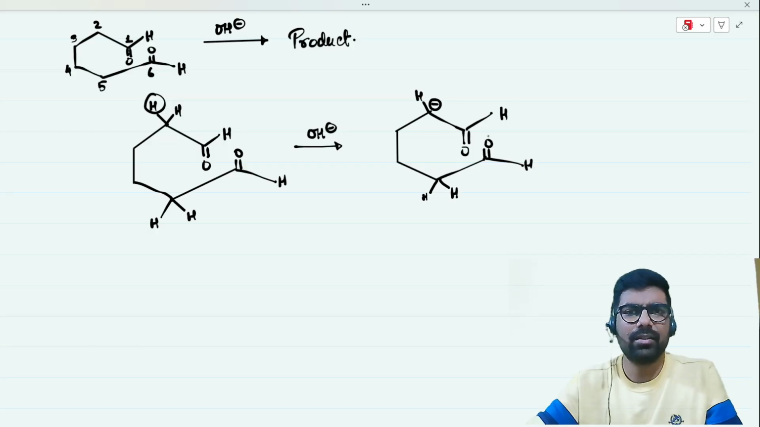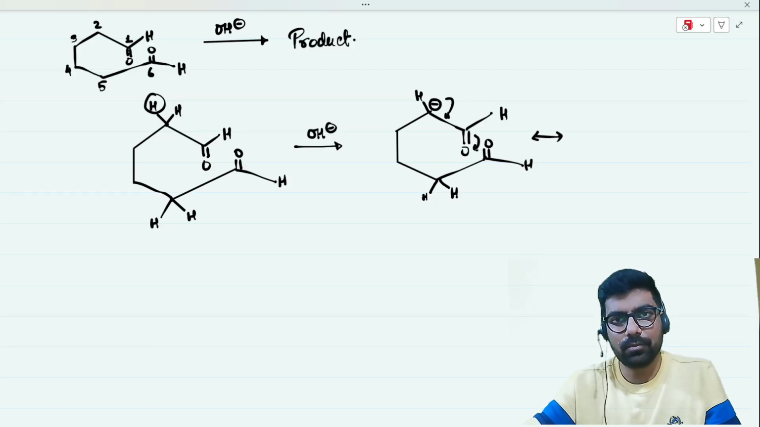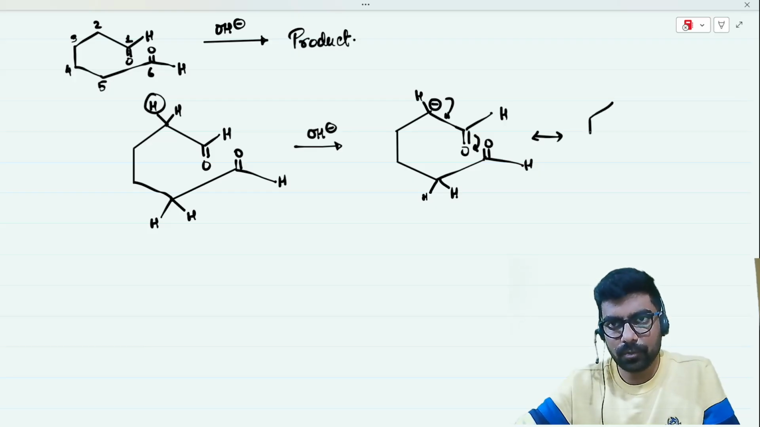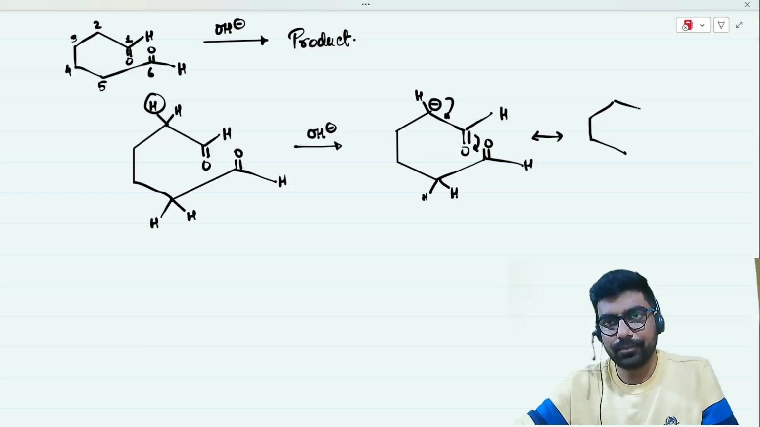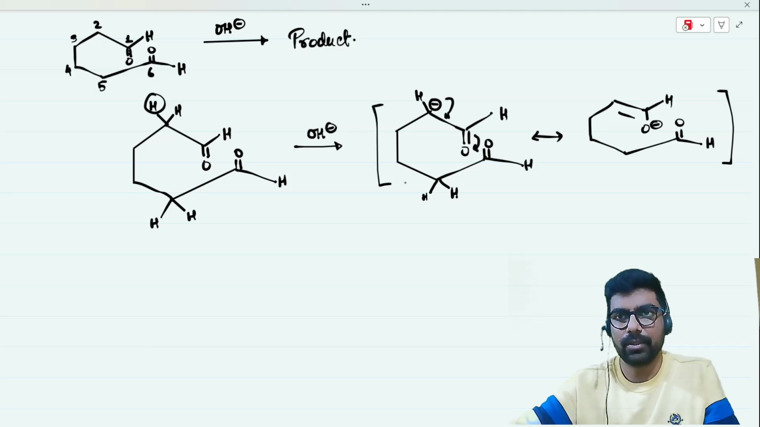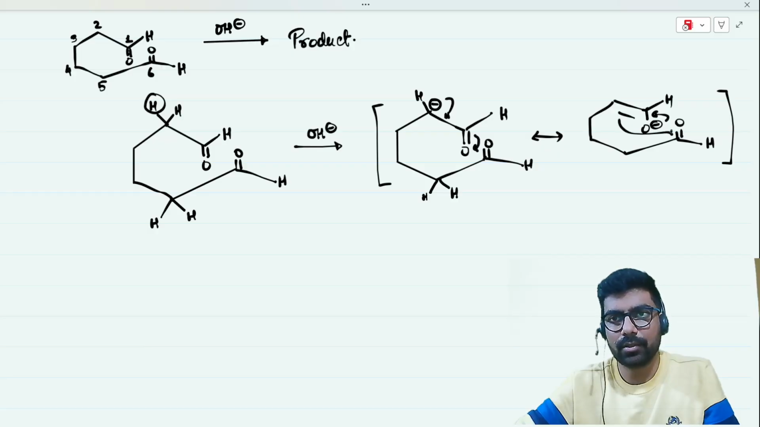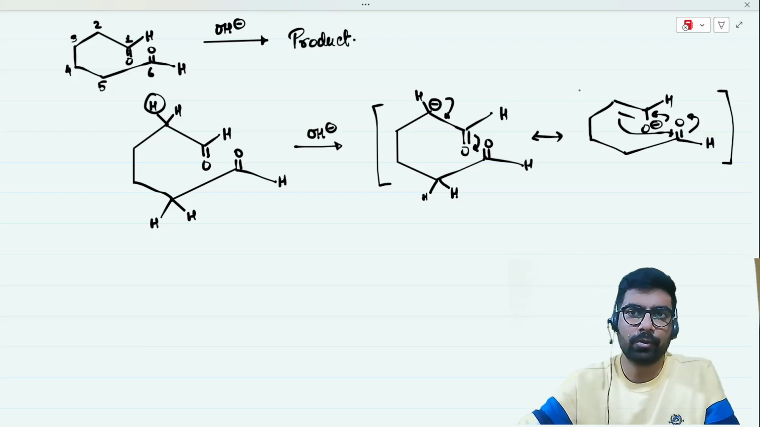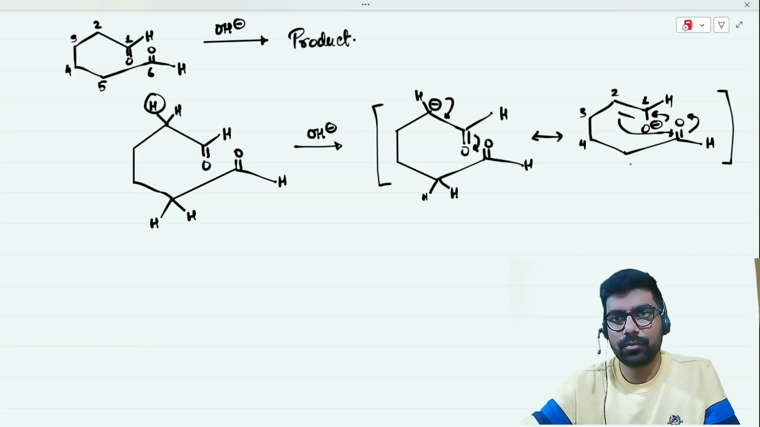So now this will undergo resonance. It will come over here, this bond will move out, so we will have something like this. And the next step, this is my intermediate. This will push back over here, this will attack this one, and this will open up. Now 1, 2, 3, 4, 5, 6.